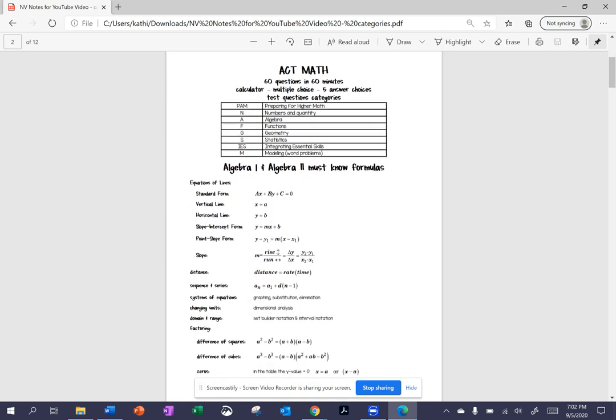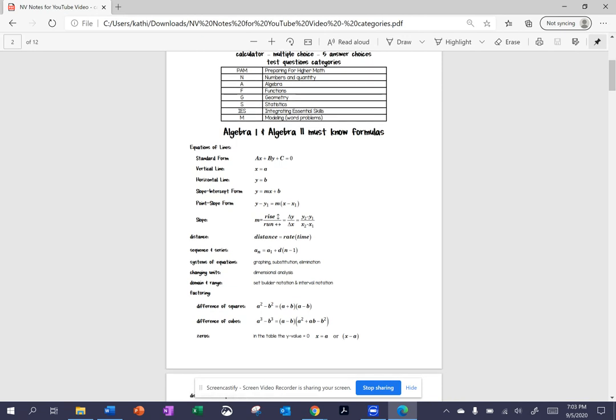And the questions are divided into different categories. So we have some preparing for advanced math, integers, algebra, functions, geometry, statistics, integrated essential skills, and modeling. And I listed some of the formulas that you do need to know. So different equations of lines, slope, distance equals rate times time, sequence and series.